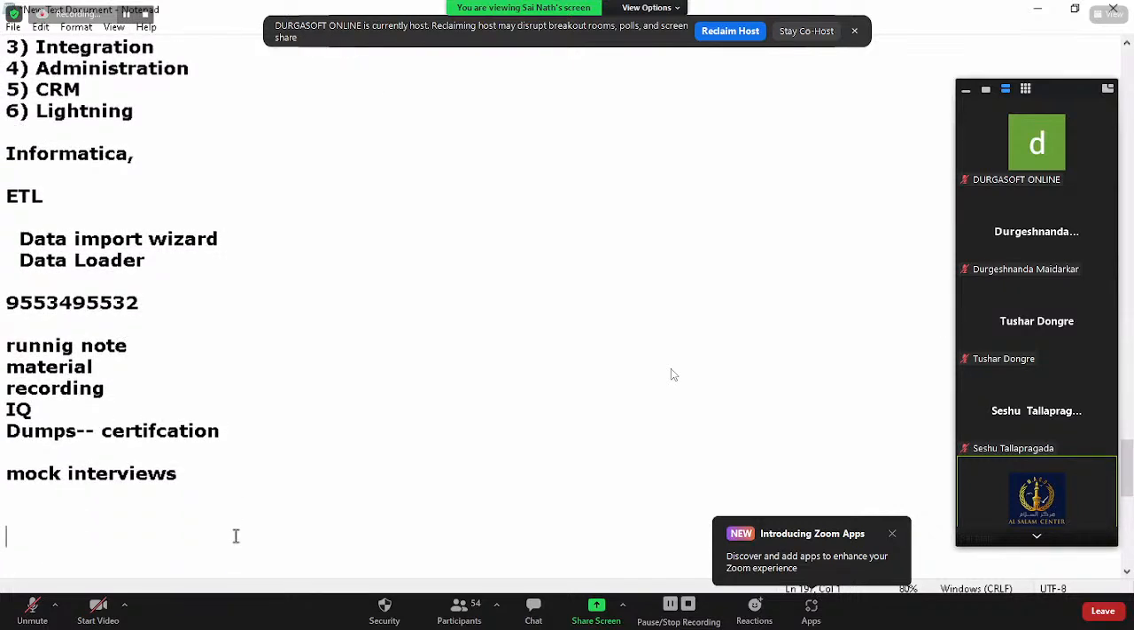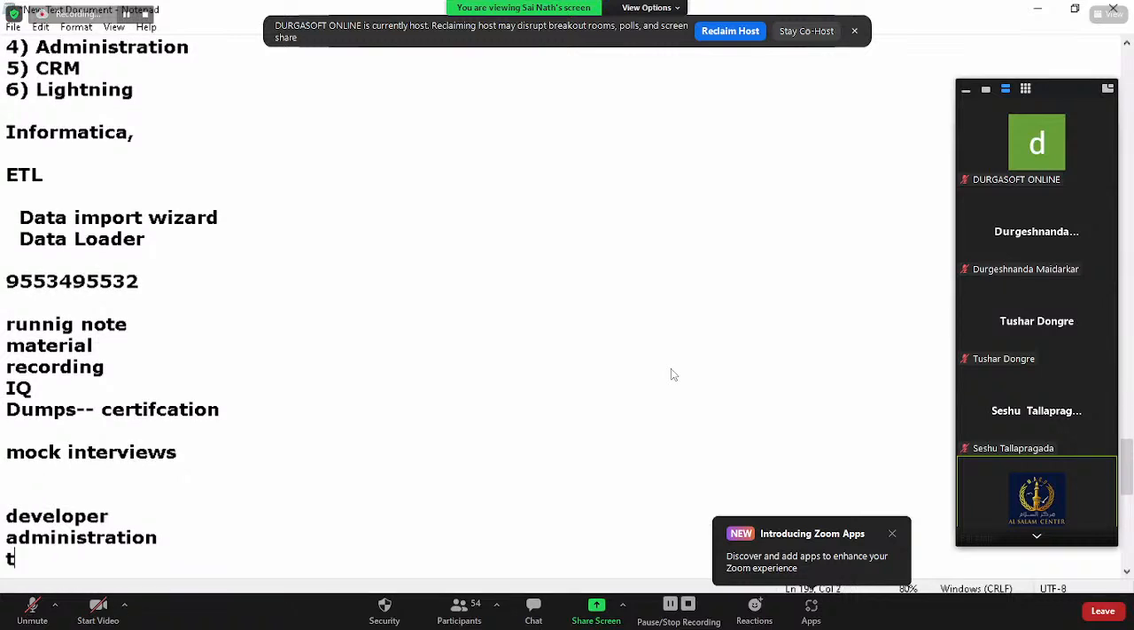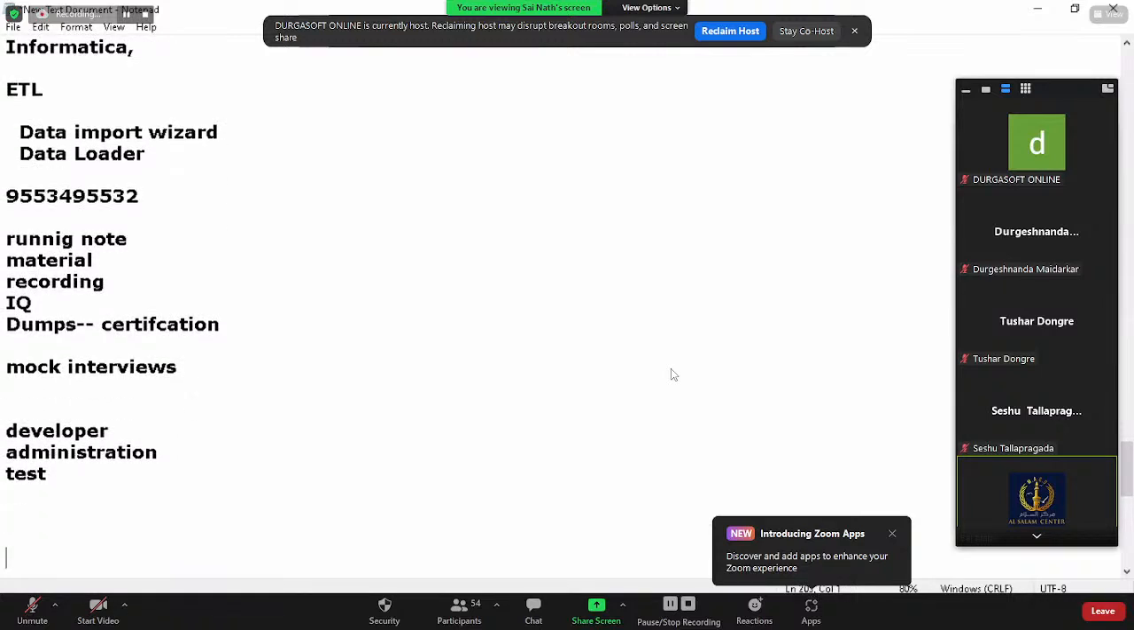We have three options, Prabhat. You can go as a developer after completion of this course, or you can go as an administrator. Least priority, you can go on the testing side, Salesforce testing, because you have QA knowledge. But if you go for the testing side, you will get a much lower salary compared to developers and administrators. My personal suggestion is to go for the development side.